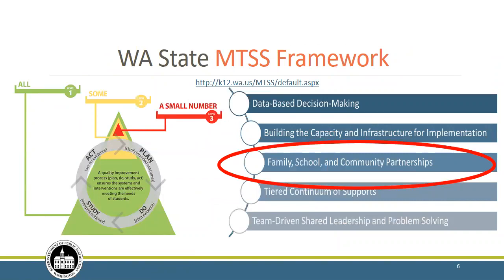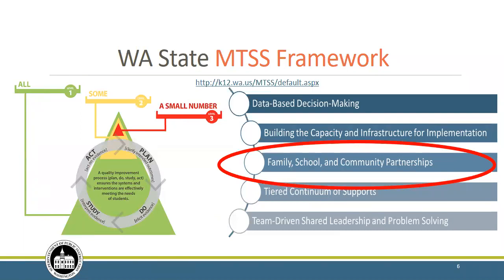Washington's multi-tiered system of support is a prevention-oriented, team-based, and data-driven tiered framework that combines response to intervention and positive behavior interventions and supports, that's PBIS. And it integrates a system-wide continuum of school, family, and community-based learning supports, including things like resources, strategies, structures, and practices into one coherent system. This MTSS calls for empowering families and strengthening community partnerships to create opportunities for all stakeholders to engage in the work of improving academic achievement, social competence, and closing opportunity gaps.